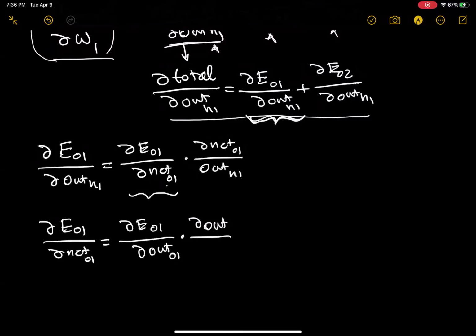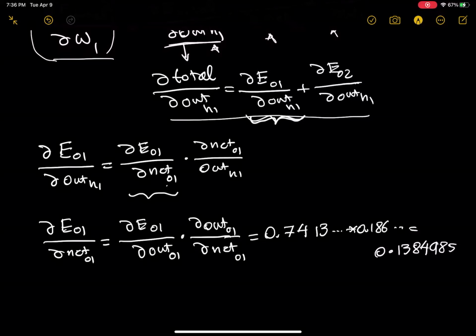these terms, which we already calculated. It's not new in terms of O1. Basically, this is out with respect to net, and this is E with respect to out. We already calculated all of them. So I'm going to put the numbers here: 0.7413 multiplied by 0.186, and this one would give me 0.1138498562. Okay, so I calculated this part.